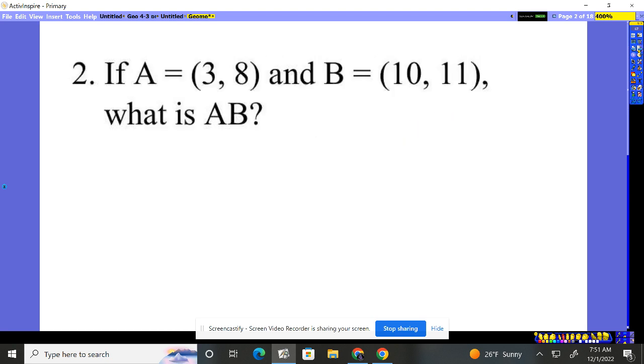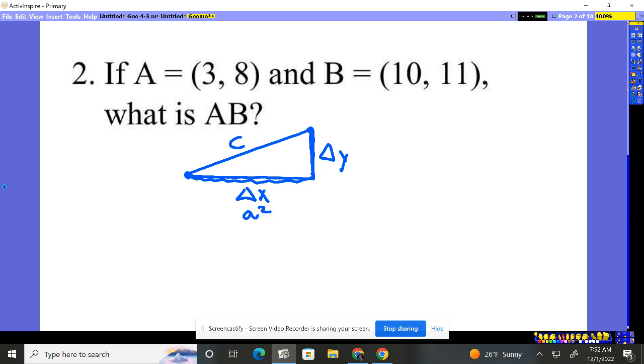There's nothing above it. Problem 2: if A is at 3/8 and B is at 10/11, what is AB? So we have a point here and a point here, and we want to know the distance from A to B. I'm going to use the Pythagorean theorem. This bit here is simply the difference in my x values, that horizontal leg. This going up is the difference in my y values, that's going to be that leg, and it'll equal that.